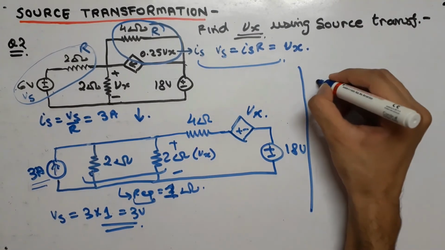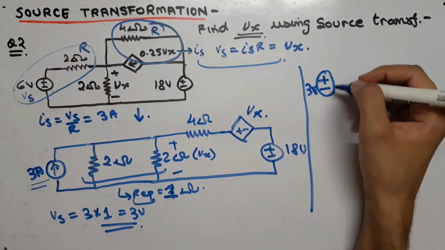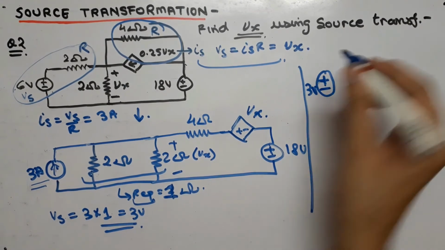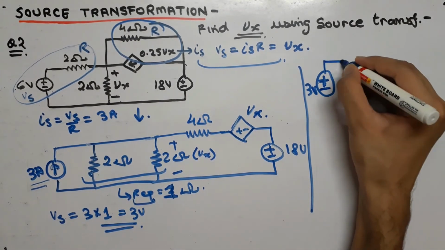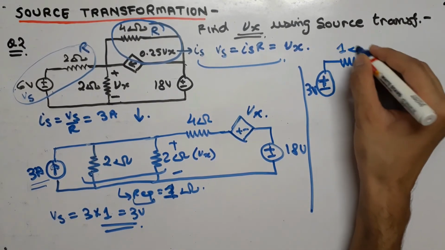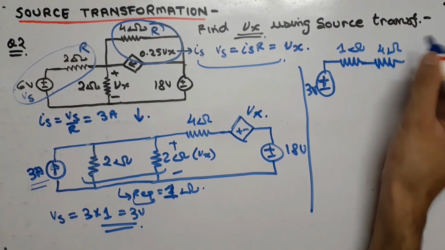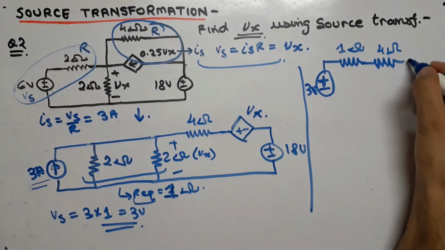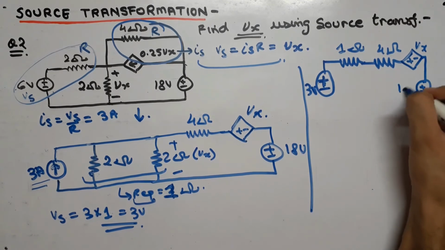Now we will draw the equivalent circuit for this. That is, with the 3 volt voltage over here with the positive sign facing upwards, as we can see the arrow is facing upwards, in series with R equivalent, that is 1 ohm, with 4 ohm resistor over here, that is this part of the circuit, with the dependent source Vx and the 18 volt battery over here.